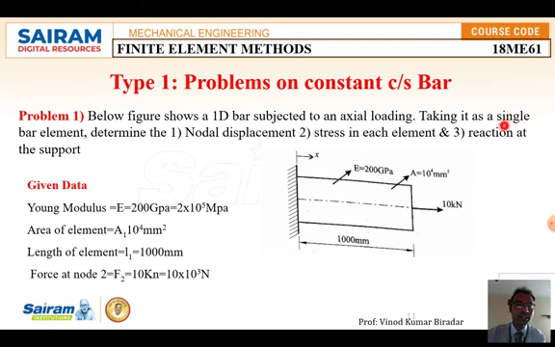This is most important, taking it as a single element. Bar element: determine nodal displacement, stress in each element, and reaction at the support. Here I am going to use the elimination method. That is the first method of handling boundary conditions.